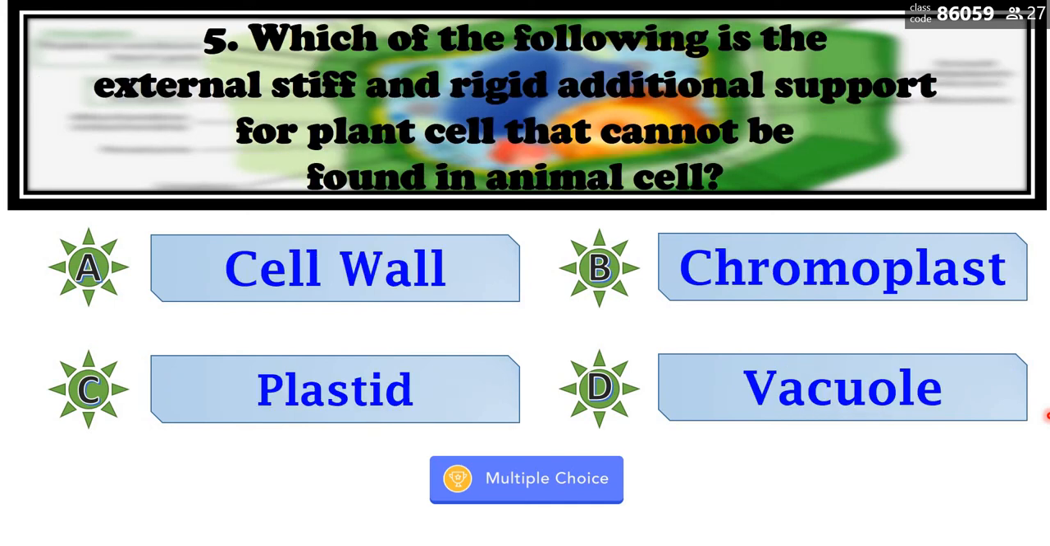Let's have the number 5 question. Which of the following is the external stiff and rigid additional support for plant cell that cannot be found in animal cell? A. Cell wall. B. Chromoplast. C. Plastid. D. Vacuole. Okay, the correct answer is letter A, cell wall.